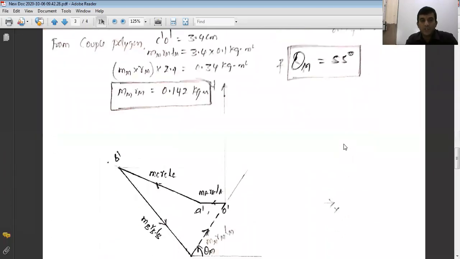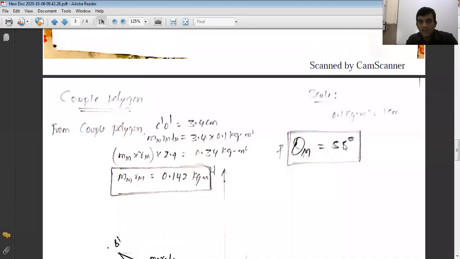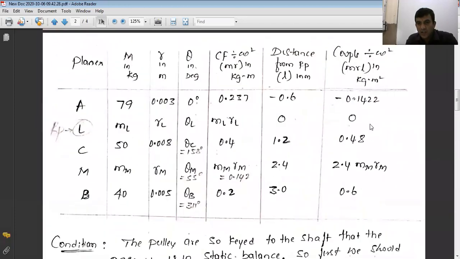Again, how do you choose a scale for the couple polygon? See the values in the last column: 0.1422, 0.48, 0.6. What is the scale you are going to choose here? Anyone can unmute yourself and tell me the answer. 1:1 is not possible. Reduced scale or enlarged scale?